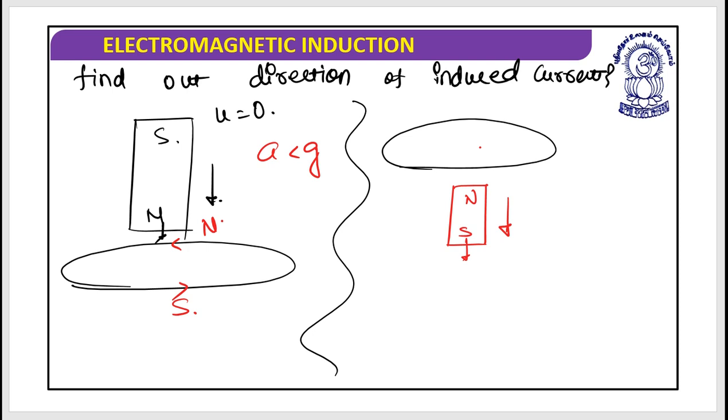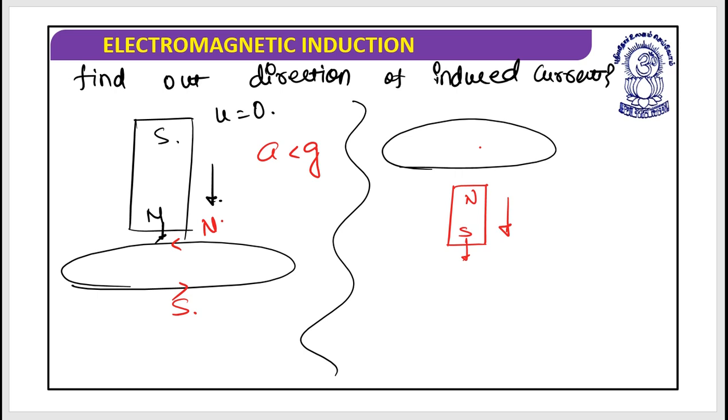it means the number of magnetic field lines are decreasing through the link. And if the number of magnetic field lines are decreasing, that means flux is decreasing.